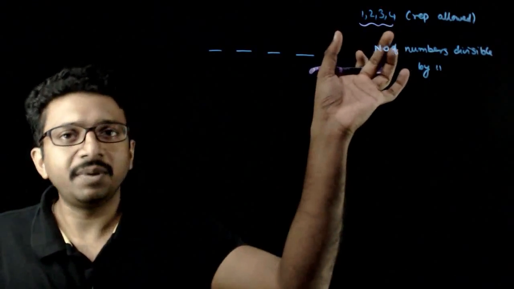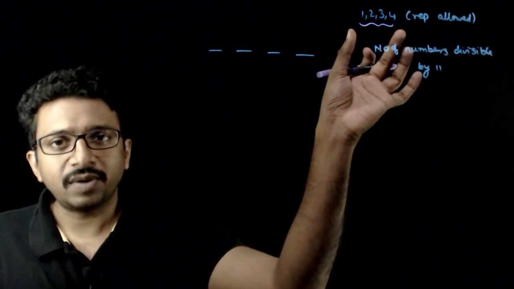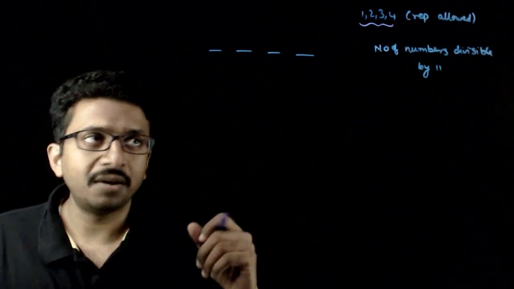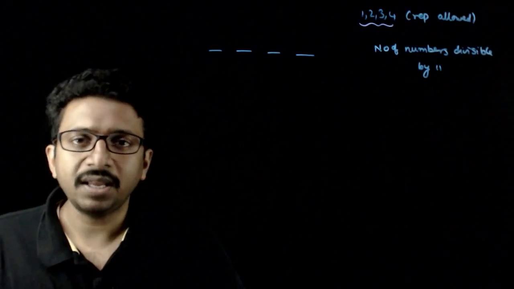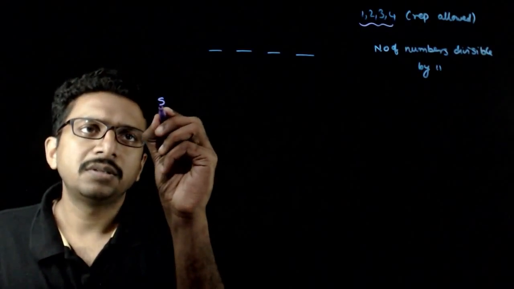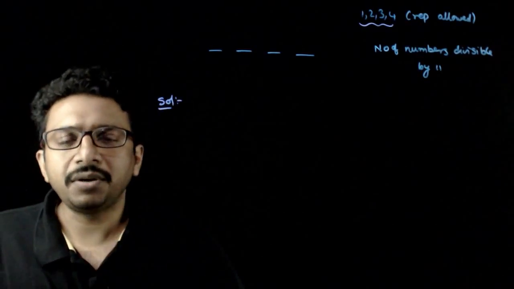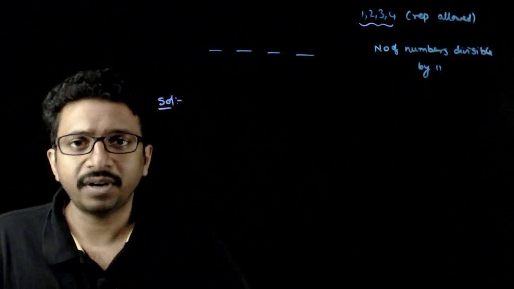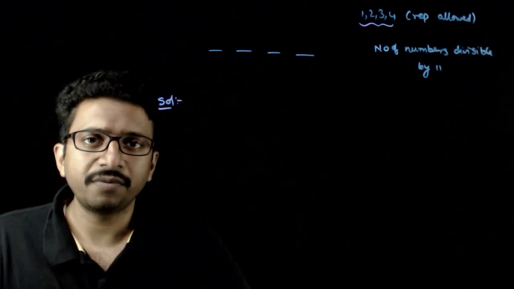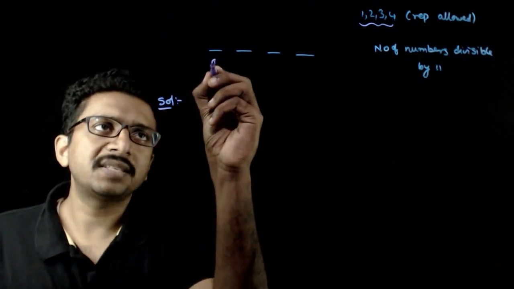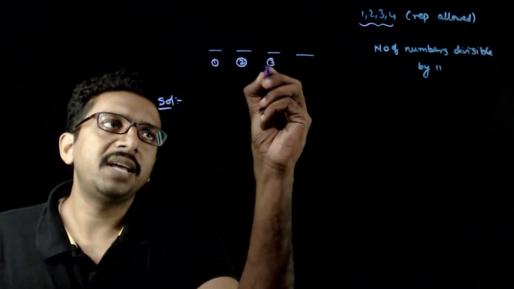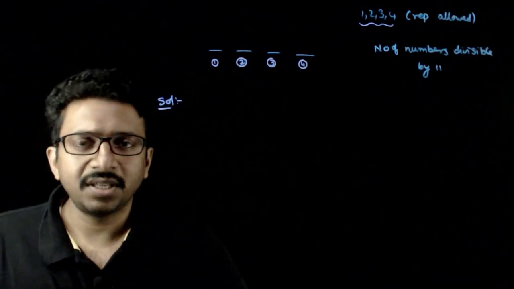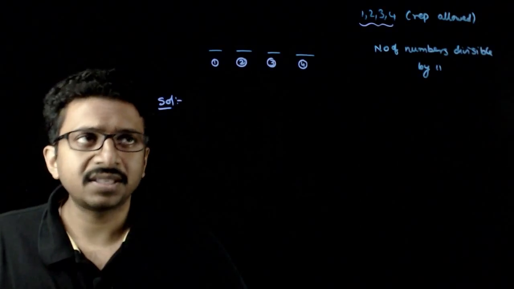So how many numbers can be made out of the digits 1, 2, 3, 4 where repetition is allowed, which are divisible by 11? For solving this question, first you need to know the divisibility rule for 11. So what is the divisibility rule for 11? There is the first place, second place, third place, fourth place.